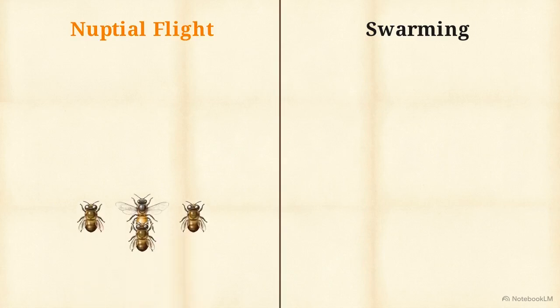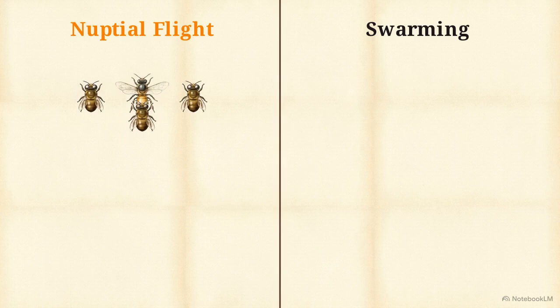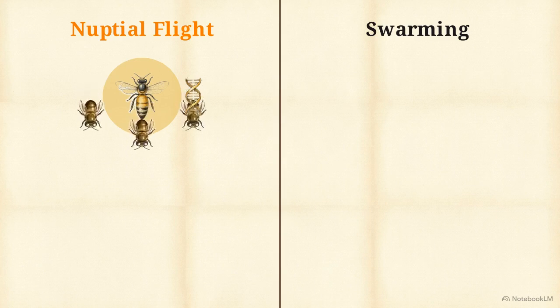This split screen illustrates two distinct flight behaviors that students often confuse. On the left is the nuptial flight. This is an individual reproduction event where a virgin queen flies high into the air to mate. During this flight, she stores enough sperm to last her entire lifetime. For the male drones that follow and mate with her, the act is fatal. They die immediately afterward. Now look at the right side.